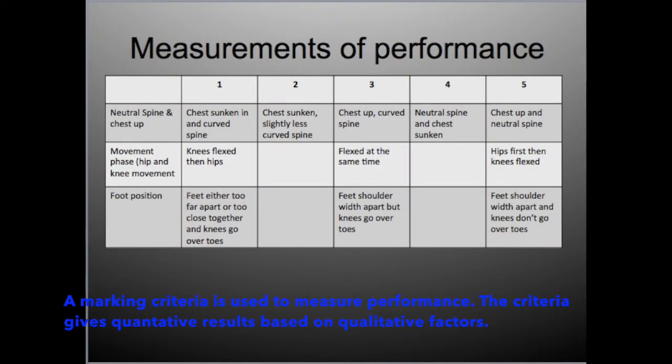The criteria ranks key aspects of the skill on a continuum of 1 to 5, 1 being poor technique and 5 being 100% correct technique. This is an example criteria that can be used. Measurement of performance should be tested before and after the program.